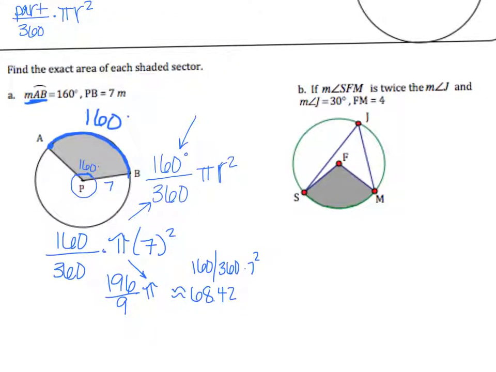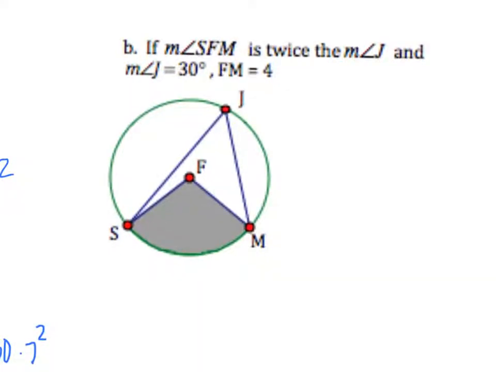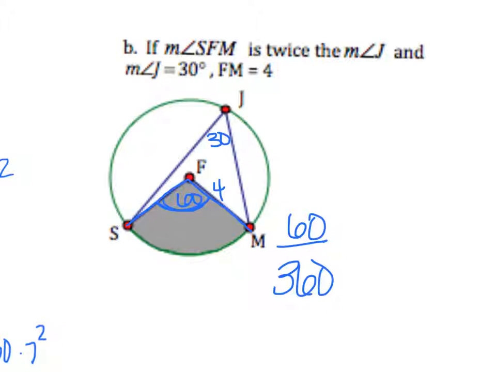Let's look at one more example here. If angle SFM is twice the measure of angle J, and angle J is 30, that means SFM is going to be 60. And then FM is 4. So I want to find the area of this sector again. So again, the area of the sector, I want 60 degrees of the whole circle, and then times the area. So it would be pi times 4 squared.